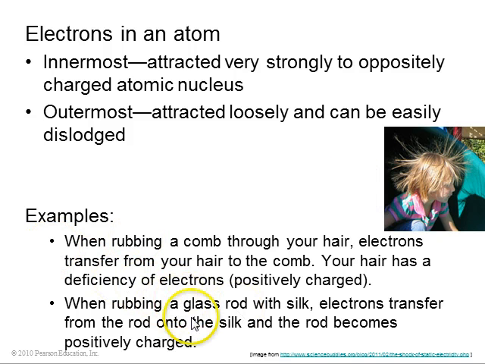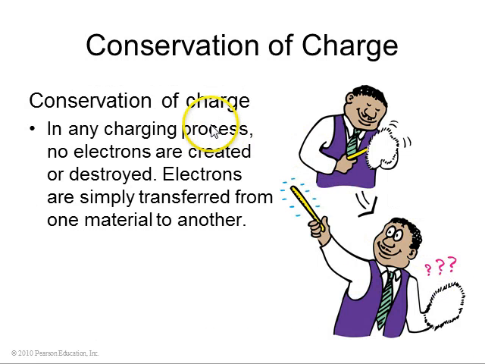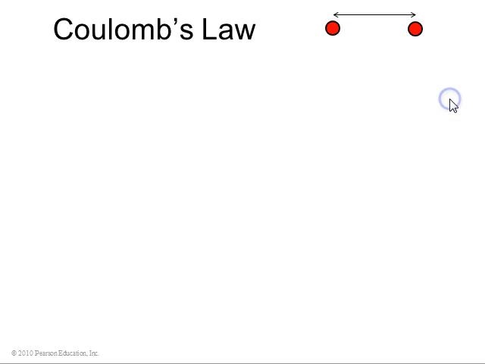It can also happen when you rub a piece of glass with silk. But in all cases, there's conservation of charge. So if you have this rod that gets negatively charged, that means that whatever you rubbed it with will have positive charge. You can't create or destroy electrons or protons. You just move them around.